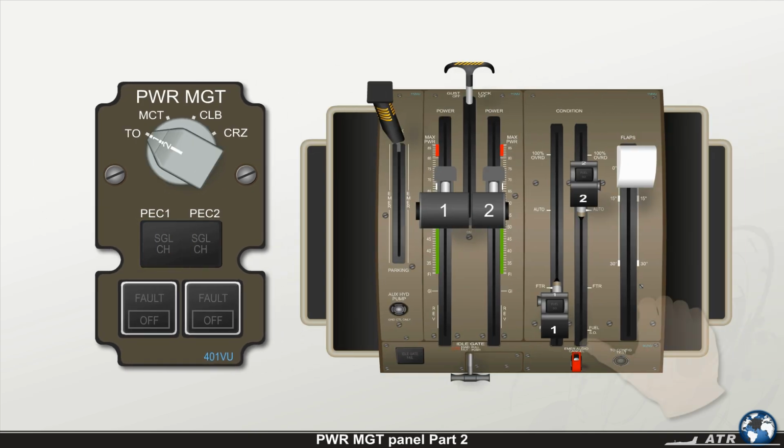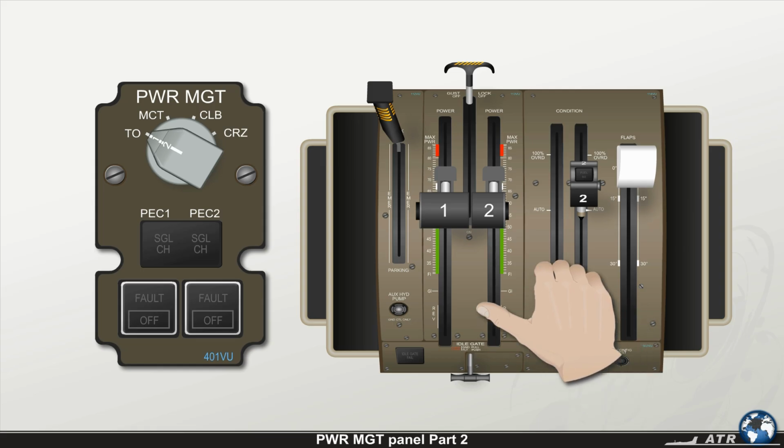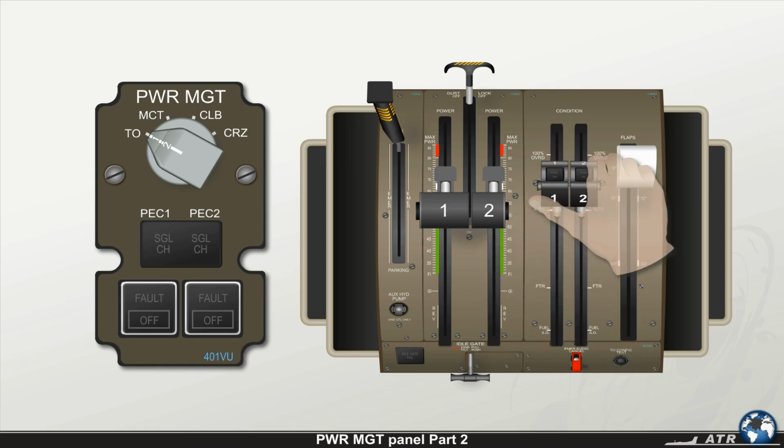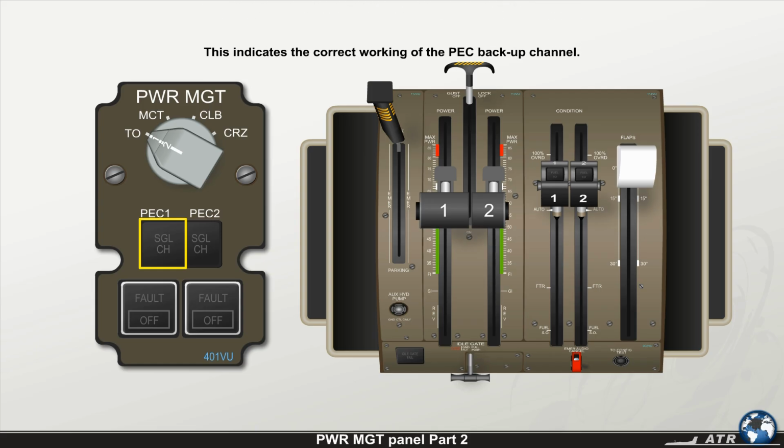On ground, every time the propeller is unfeathered, the low-pitch protection is tested by the PEC. The backup channel is used during 2 seconds, causing the single-channel light to illuminate while the propeller is unfeathered, then it extinguishes. This indicates the correct working of the PEC backup channel.